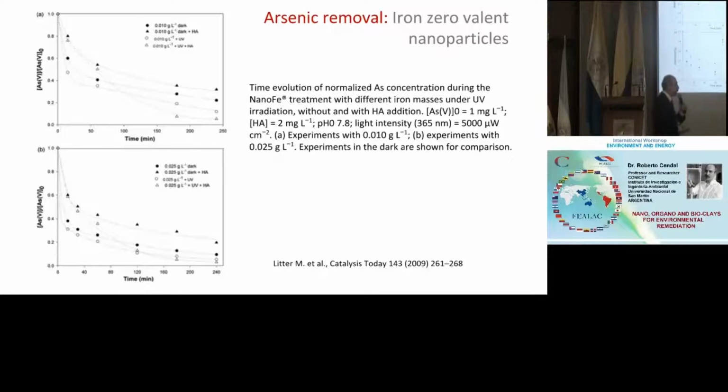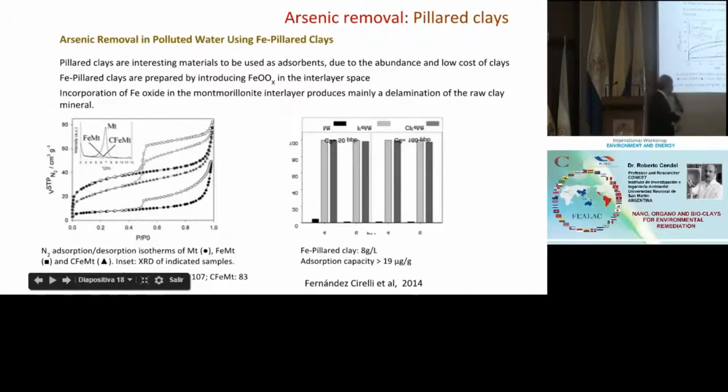You need to test several work variables. For example, lighting with ultraviolet light, UV light, and other substance treatments in water. This could play a very important role in improving removal of arsenic. This is another example of arsenic removal. These are pillared clays. They have iron. The difference is that they are calcined.